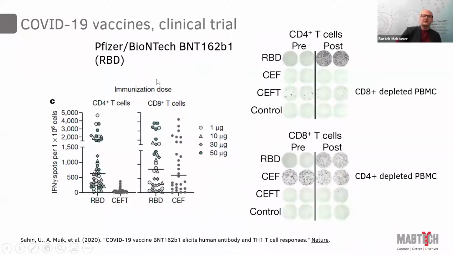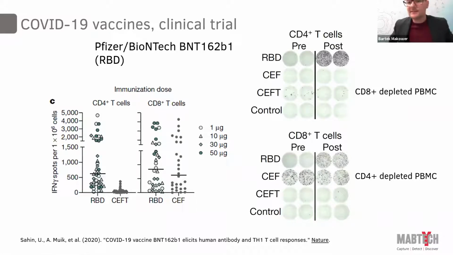So the Pfizer-BioNTech vaccine, as you know, has been very successful. They made 2 versions. The first one was based, so it's an RNA vaccine formulated in nanoparticles. The first one was based only on the receptor binding domain, which is a small domain of spike. And looking up here, we see the CD4 T cell response.